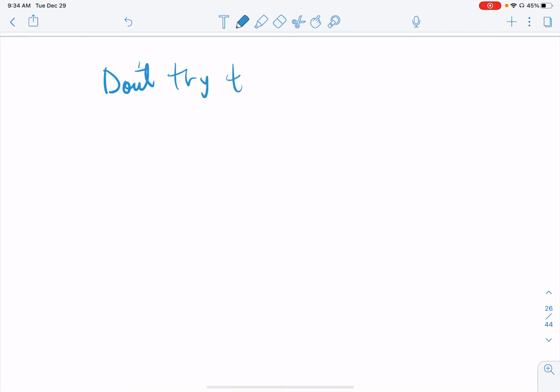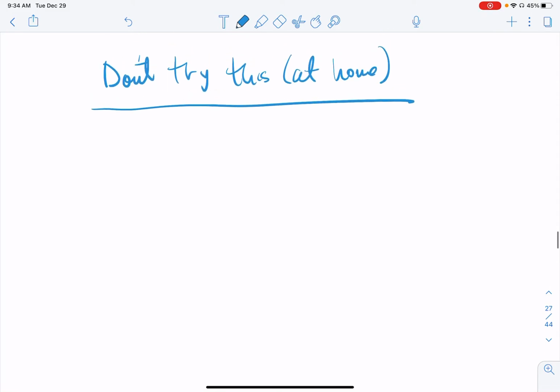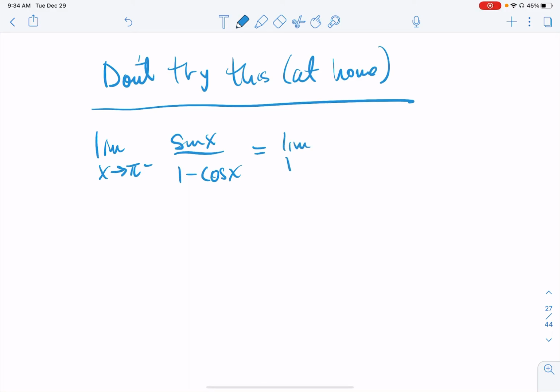At home or at school, wherever you're taking the AP Calculus exam, which, it's entirely possible it might be at home. So let's say that I take the limit as x goes to pi from the left, sine x on the top, 1 minus cosine x on the bottom, and I'm not being thorough about this. I'm not checking 0 over 0 business, and I just go, oh, I'm supposed to do L'Hopital's rule, so I do limit as x goes to pi from the left.